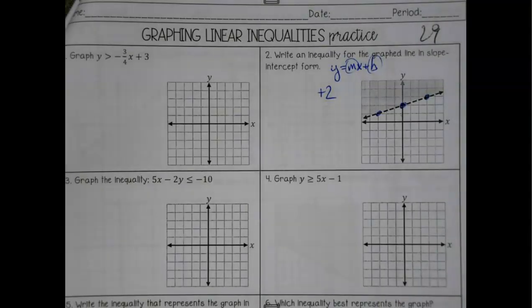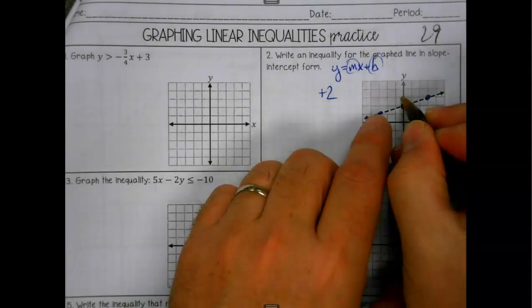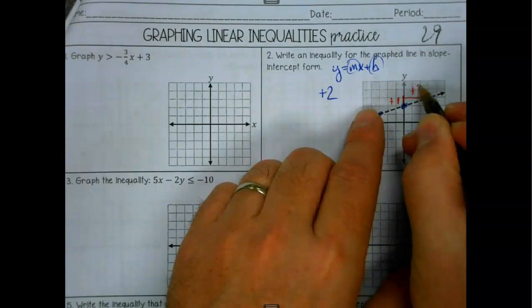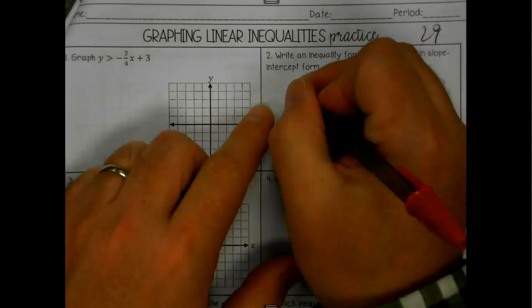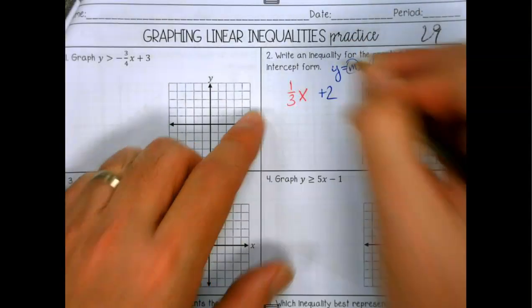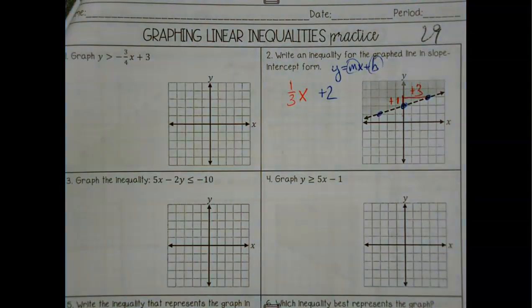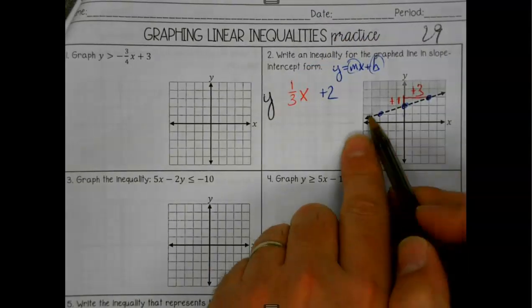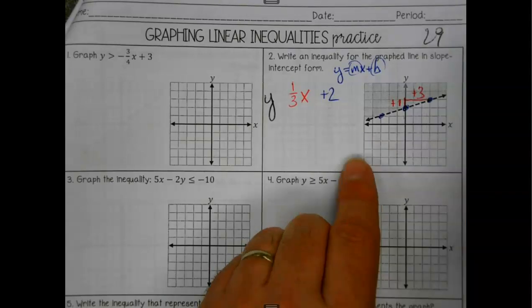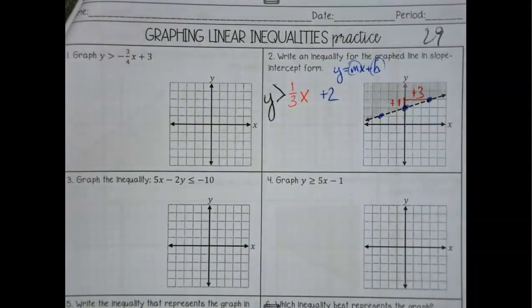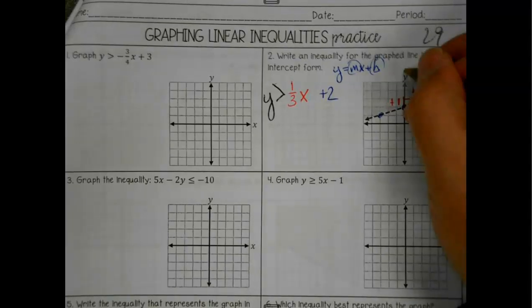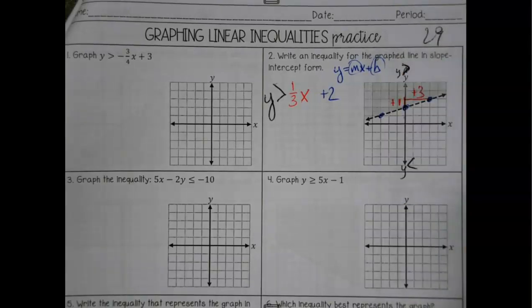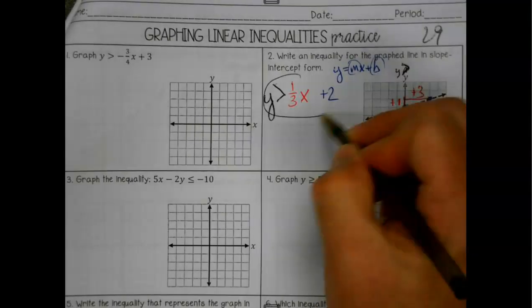So I can look now and I can say, okay, so if I go up 1, and I'm going right, 1, 2, 3. So my slope would be 1/3 with my x. I've got my y here, and it looks like I shaded above, which is greater than. Okay, if it's above, we're greater than. If it's below, we're less than. And since it's dotted, I don't want to put a line underneath it.